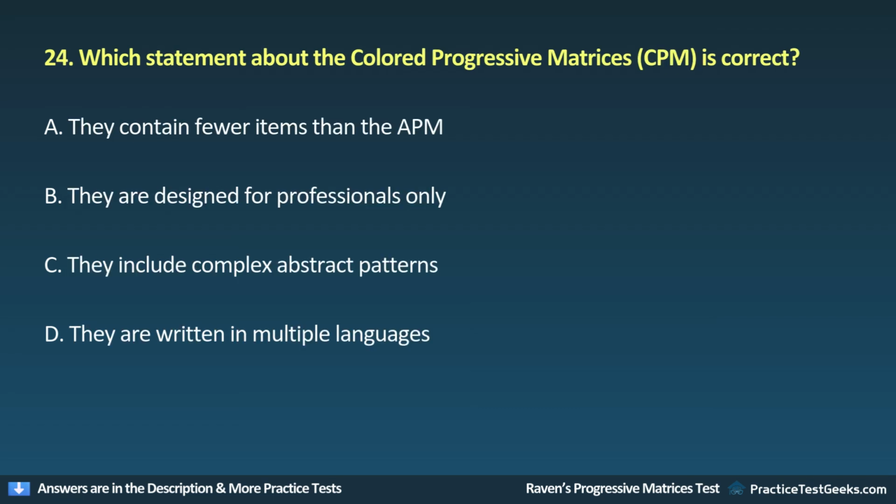24. Which statement about the Colored Progressive Matrices, CPM, is correct? A. They contain fewer items than the APM. B. They are designed for professionals only. C. They include complex abstract patterns. D. They are written in multiple languages.